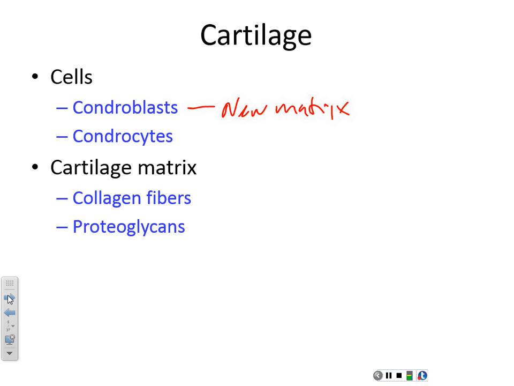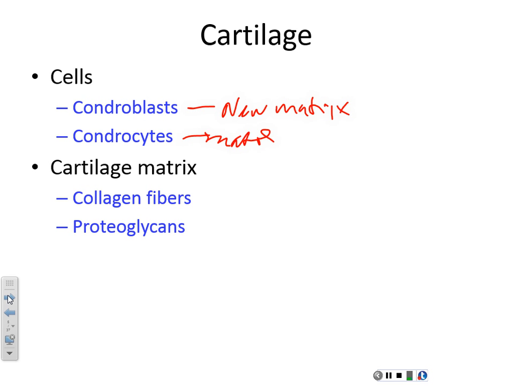Okay, so you gotta know the cells. That's one of the things about the skeletal system. Know the cells and know what the cells are doing. Blasts form something. Cytes are mature cells. After the chondroblasts have produced the matrix, they become mature cartilage cells called chondrocytes. Okay. So these are mature cells.